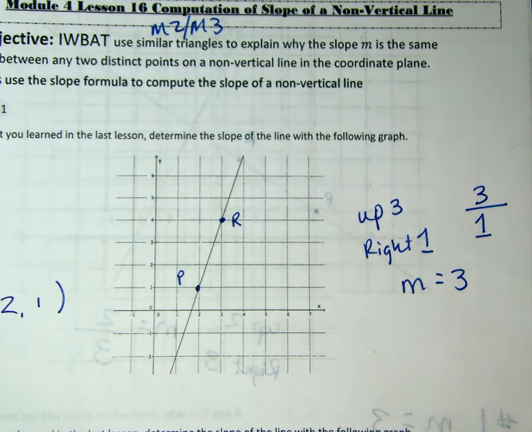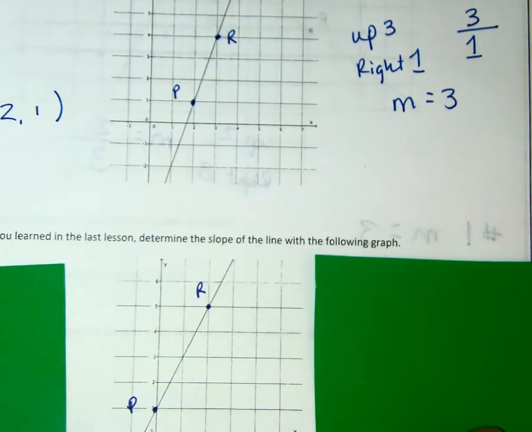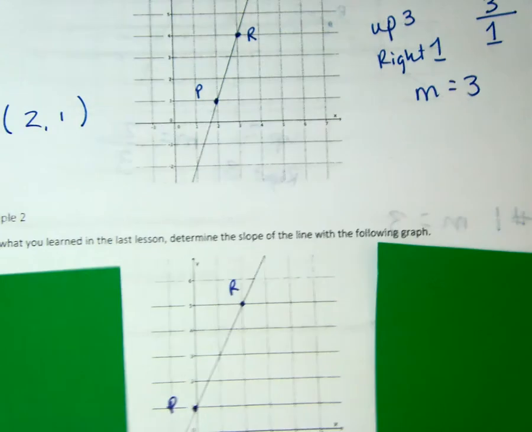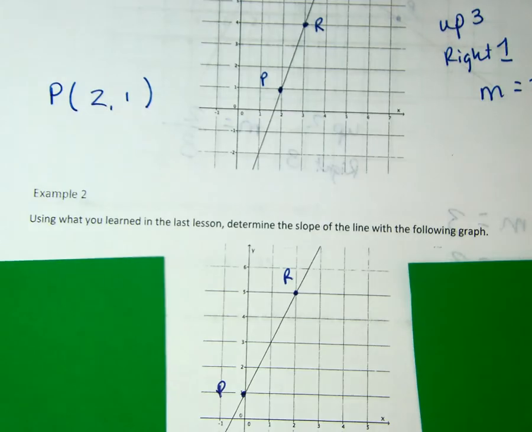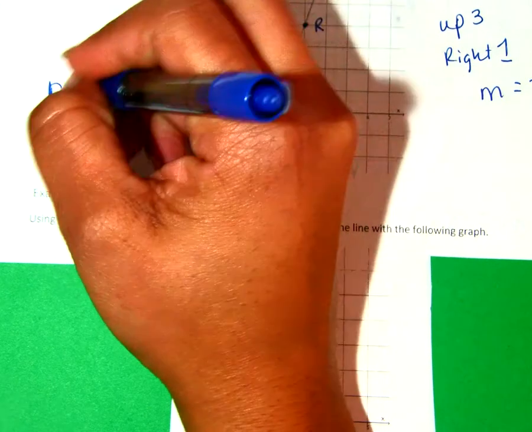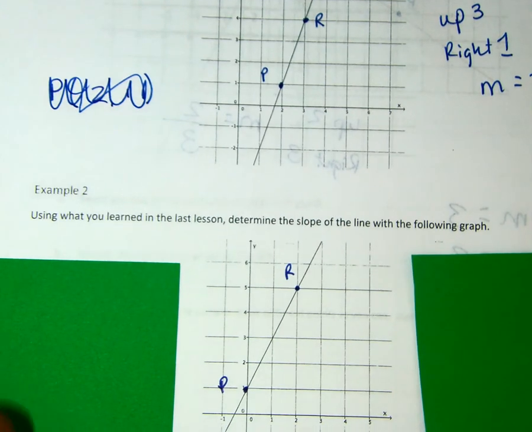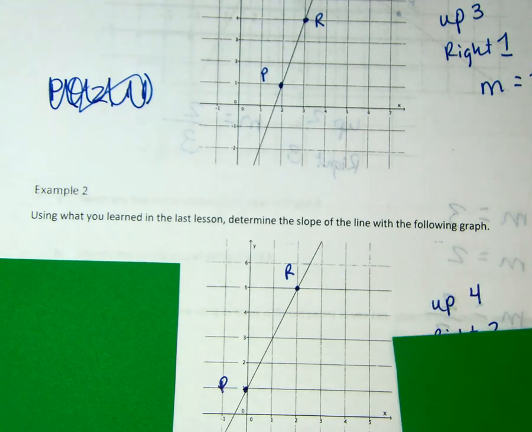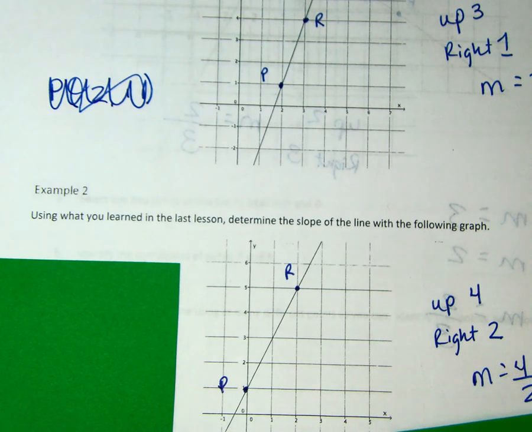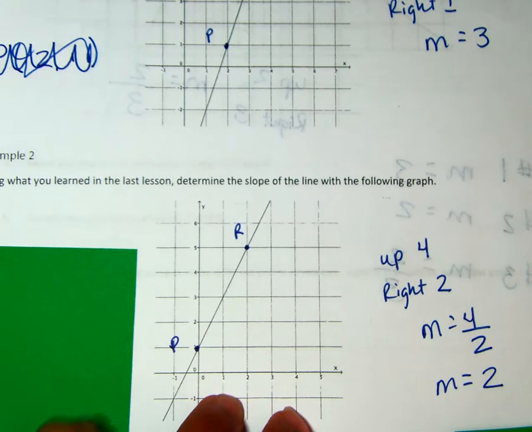All right, let's take a look at example number 2. Use what you've learned in the last lesson to determine the slope of the line with the following graph. What would my slope look like to move from point P to point R? I'm going to need to move up 4, and I'm going to need to move right 2. Slope would then look like m equals 4 over 2, which simplifies to m equals 2. Let's go ahead and turn the page.